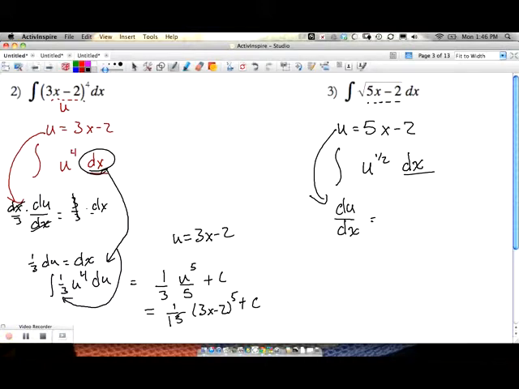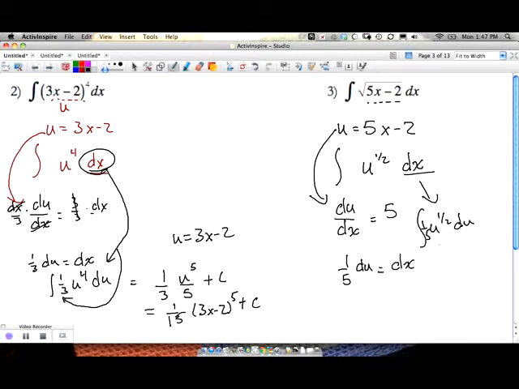So we got du dx equals 5. But I want it to just be dx. Now, similar to the last two problems, we're going to wind up having 1/5 du is equal to dx. So that tells me that I can substitute this, and I'd get u to the 1/2. Then we got a 1/5 and a du.